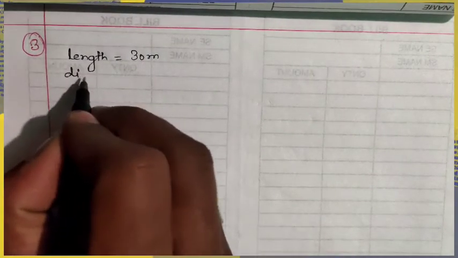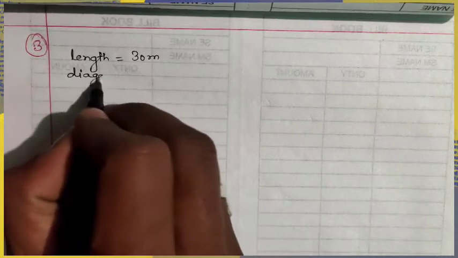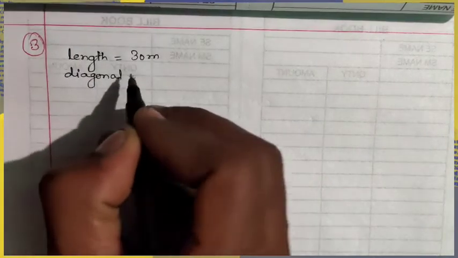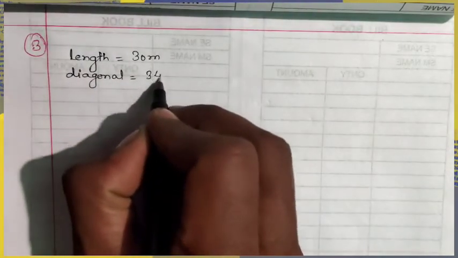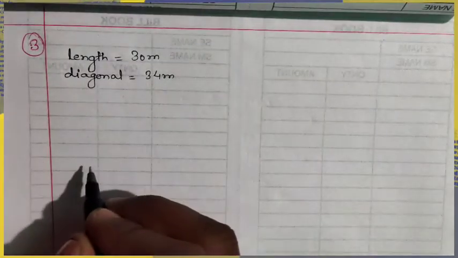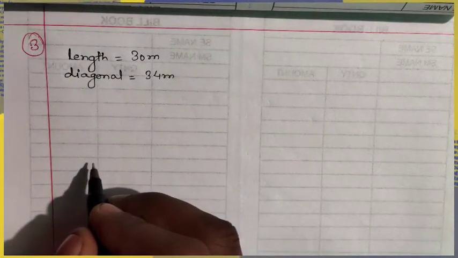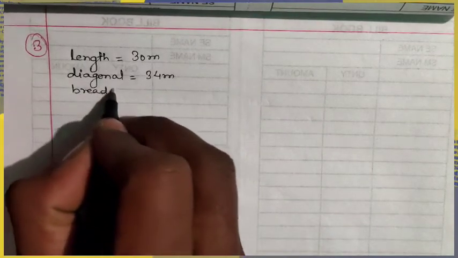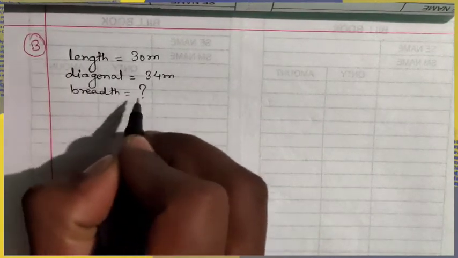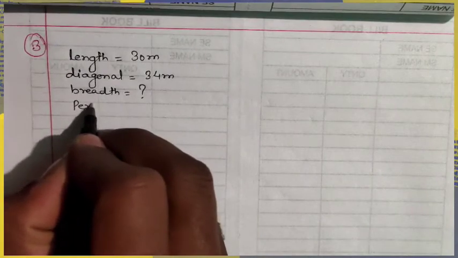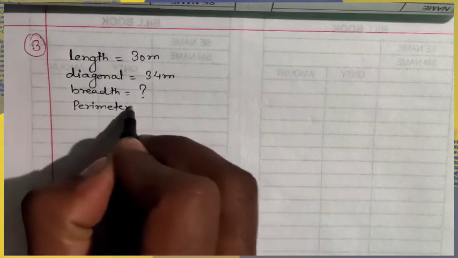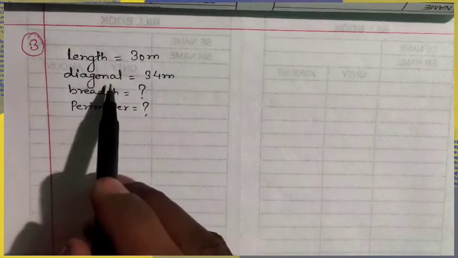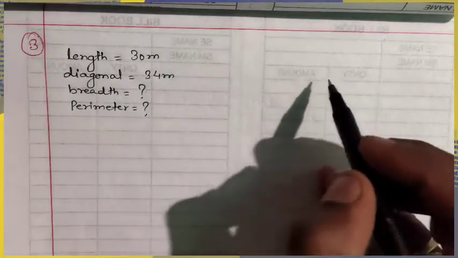Now here we will learn a new term, diagonal. Diagonal is 34 meter, and the question is asking to find the breadth of the field and its perimeter. The question has asked us to find the breadth and to find the perimeter. These two things we have to find. Now first we will learn the meaning of diagonal.